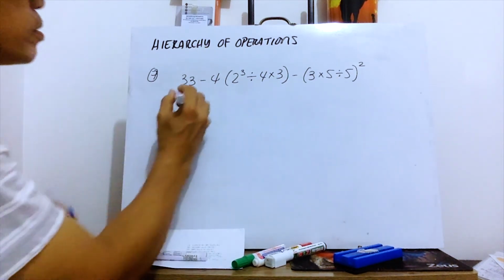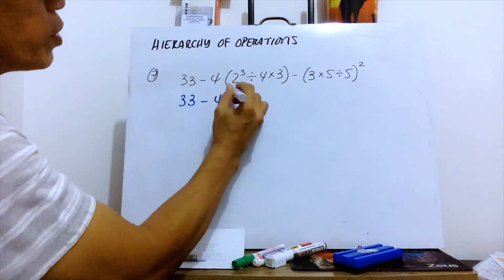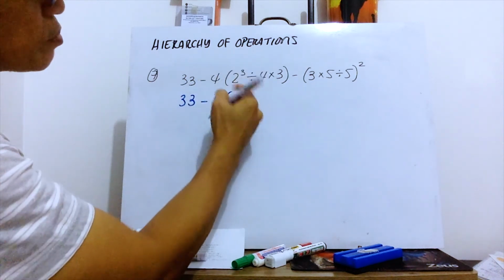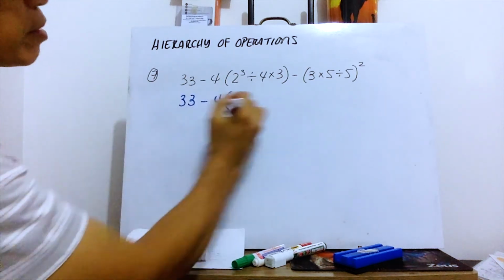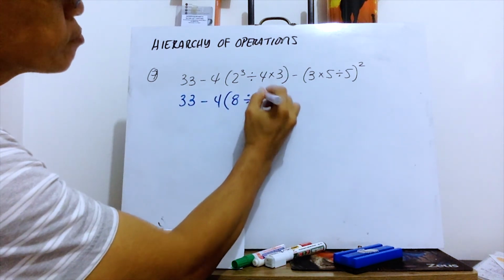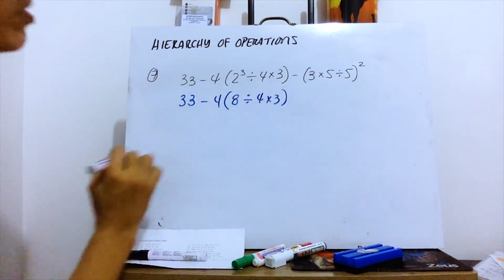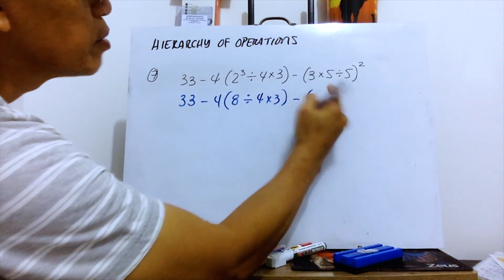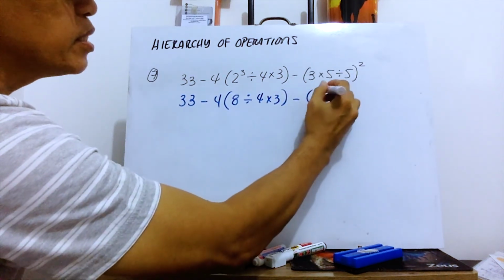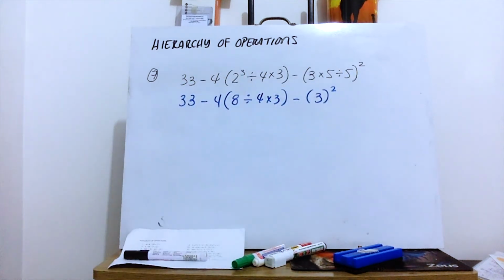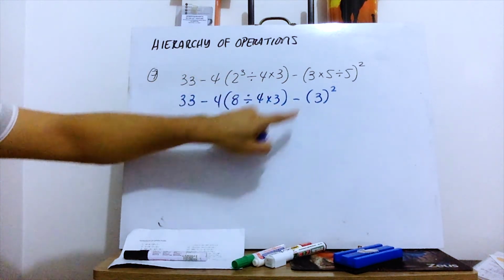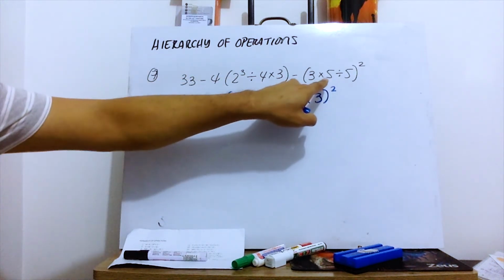Parenthesis goes first. So we can simplify this: 2 cubed, that's 8, divided by 4 times 3. And then we can simplify this: 3 times 5, that's 15, divided by 5, that's 3, and then squared. All right? Check again.